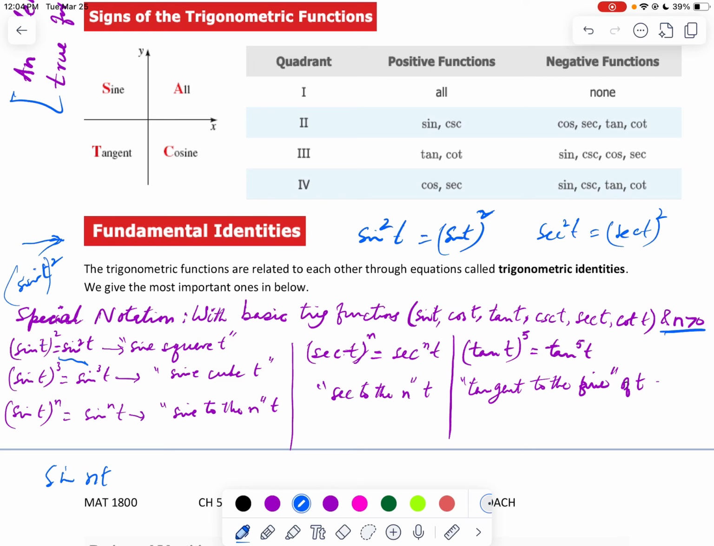So when it's a power, you should say sine to the n t. But it doesn't mean sine square into t. It does not mean that, because sine itself has no meaning. Sine square itself has no meaning unless you have it on the number t. So this is a special notation that you have to get used to.